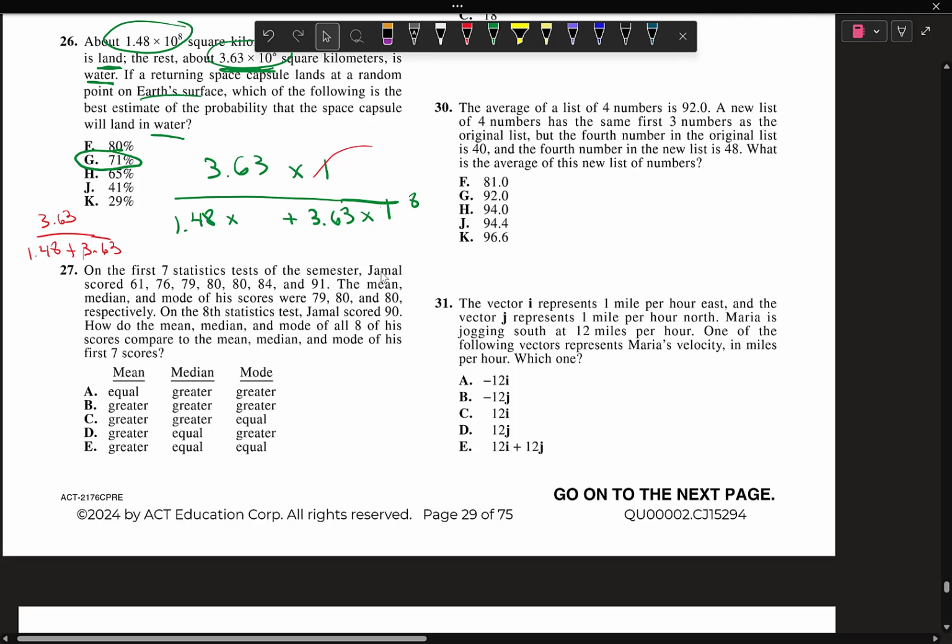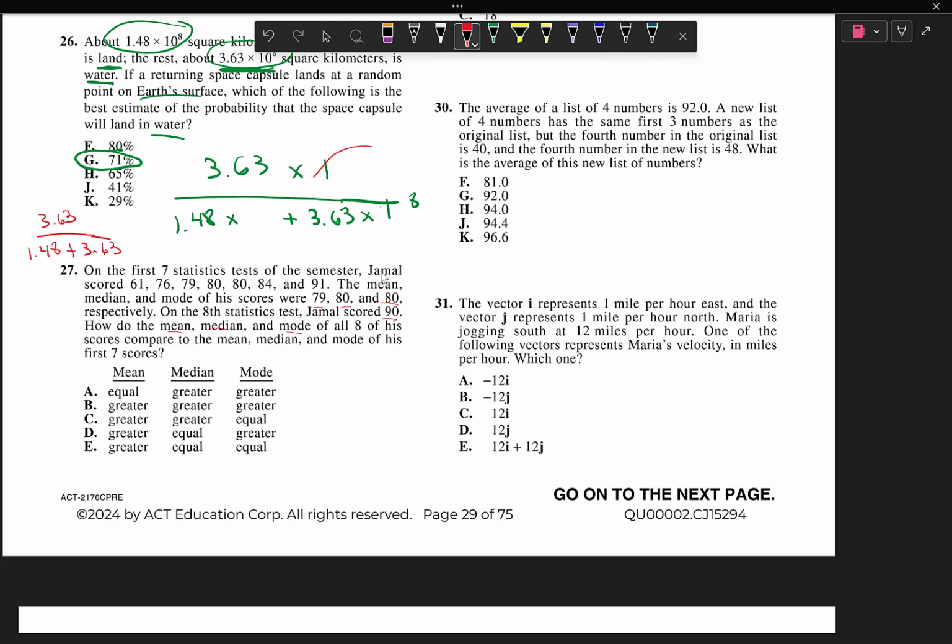And finally, 27. On the first 7 statistics tests of the semester, Jamal scored all those numbers. The mean, median, and mode of these scores were 79, that's the mean, median of 80, and mode of 80. On the 8th test, Jamal scored a 90. How do the mean, median, and mode of all 8 of his scores compare to the mean, median, and mode of all of his first 7 scores?